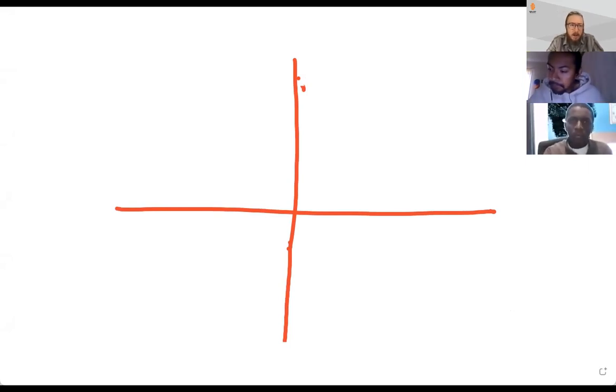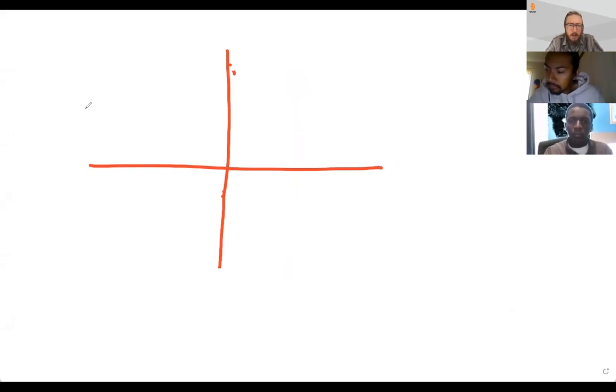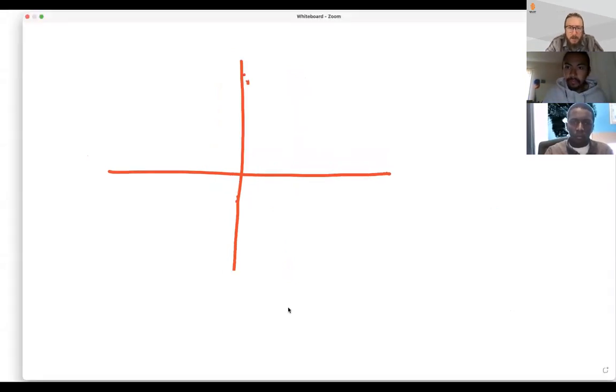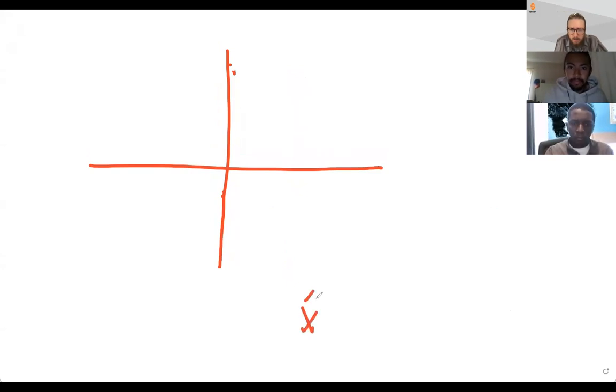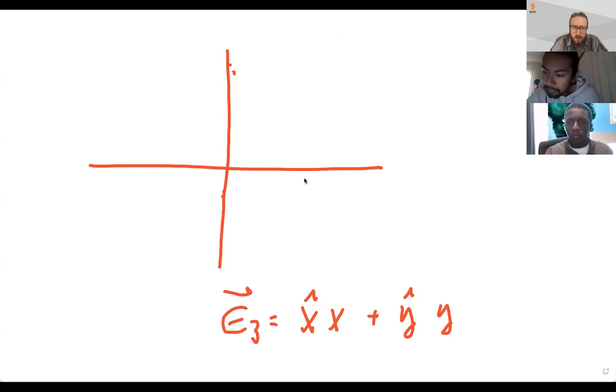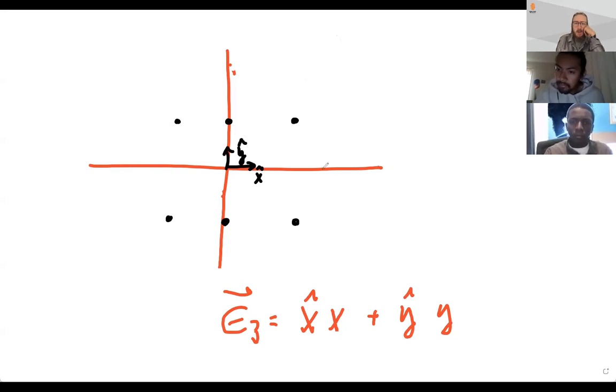So what we'll do, right? I'll draw this axis here, and on this axis, right, we're trying to find, so the vector is x x hat and y y hat. So let's just choose a few random points to draw what the vector field would be. And then also let's recall, right, this is x and this is y.